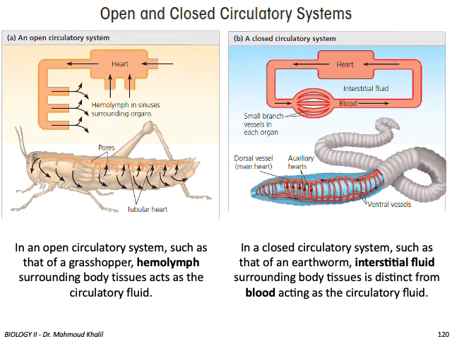While in a closed circulatory system, such as that of an earthworm, there is interstitial fluid surrounding body tissue, and this fluid is distinct from the blood acting as a circulatory fluid. So you can see that the circuit of the blood is closed between the heart and the organs because there is a lot of branching of the veins and arteries to supply the organs. While in an open circulatory system, it is open, there is a bathing of the hemolymph to the internal organs.